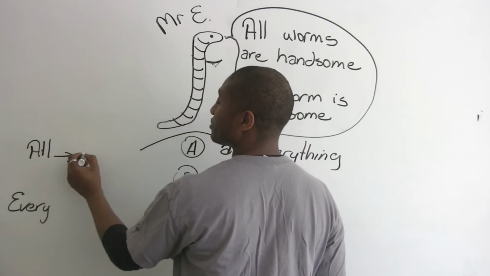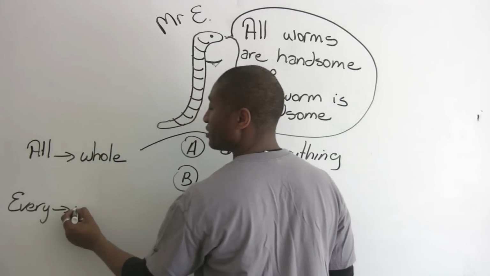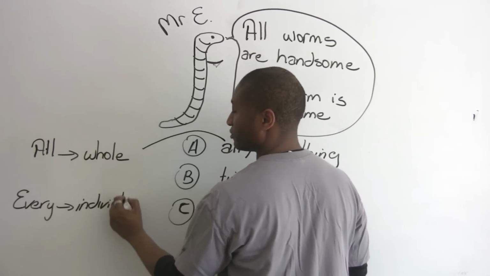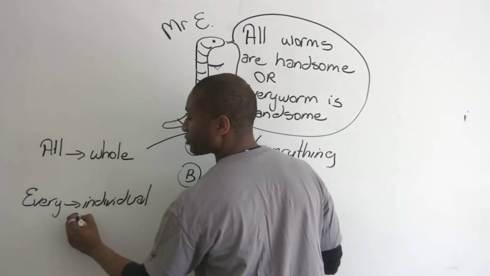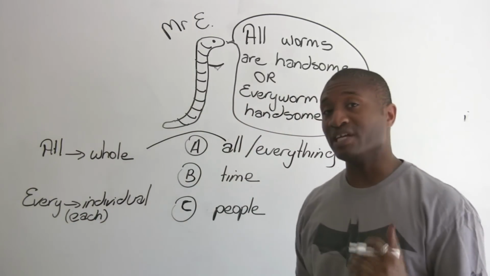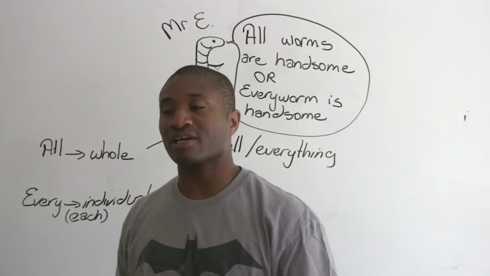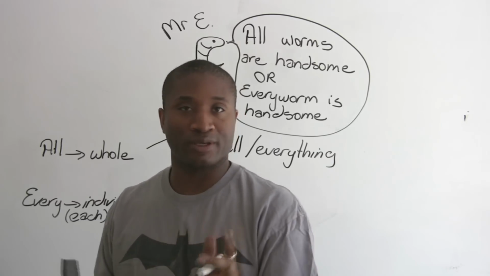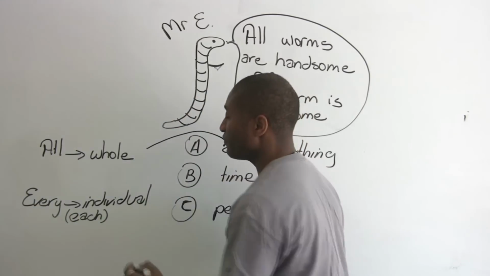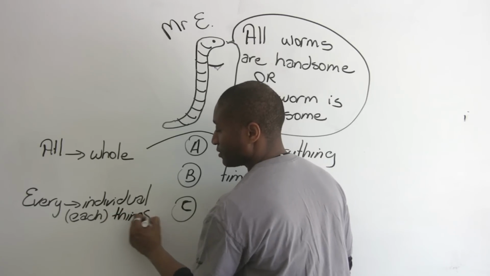All means whole. Every means individual. It's related to each. Okay? When we talk about each thing, we talk about one thing. Now the problem with each is it only means one plus one plus one. When we say every, we mean each, but we mean it as a group. So it's individual things in a group.